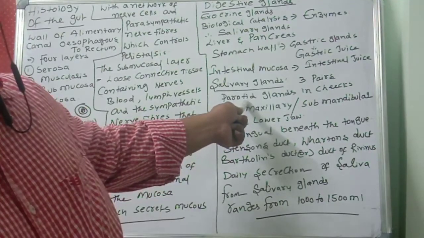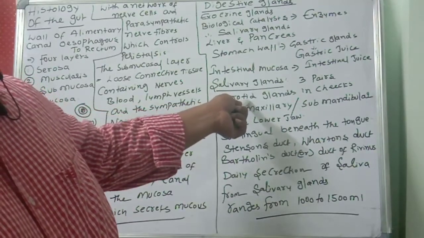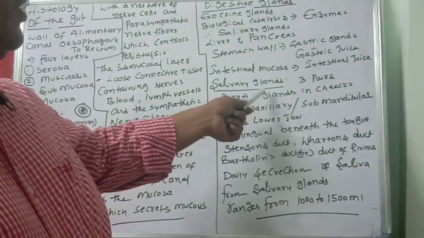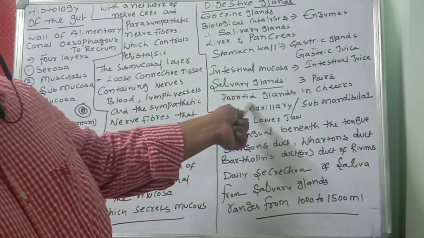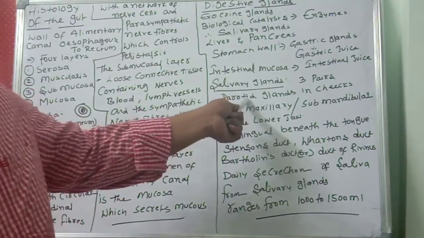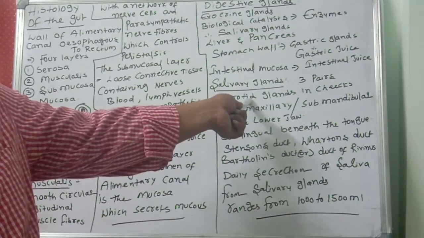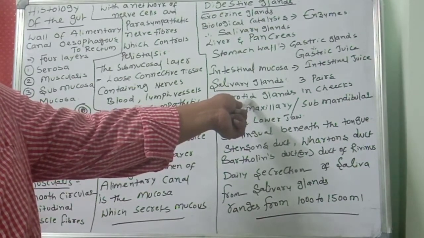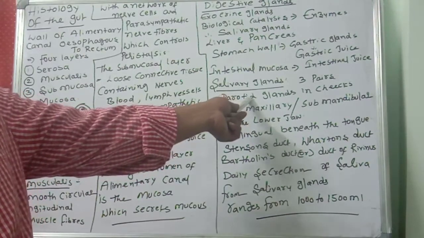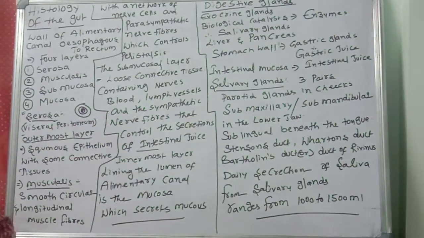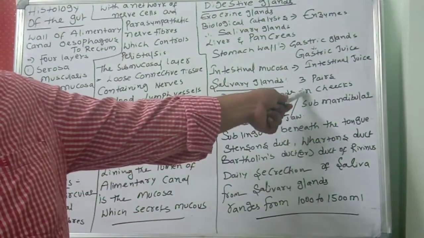You know, small children will get one disease called mumps. That mumps virus affects the parotid glands. So parotid gland infection is called mumps. At that time the children are unable to open the mouth, and if the condition is severe, death can also take place in children because they are unable to open the mouth. Parotid gland infection is called mumps. So here, salivary glands are 3 pairs. Parotid glands are in the cheeks region.